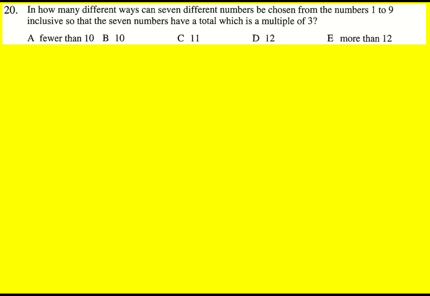How many different ways can 7 different numbers be chosen from the numbers 1 to 9 inclusive so that the 7 numbers have a total which is a multiple of 3? Okay, well, let's do this by not just writing down lots of possibilities, but starting with actually adding up the numbers from 1 to 9.